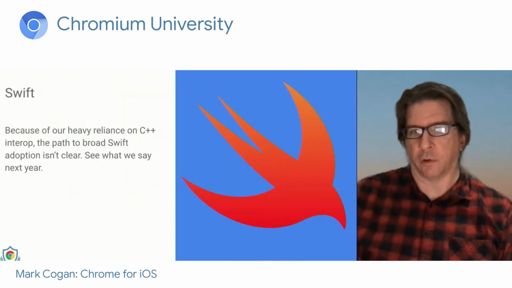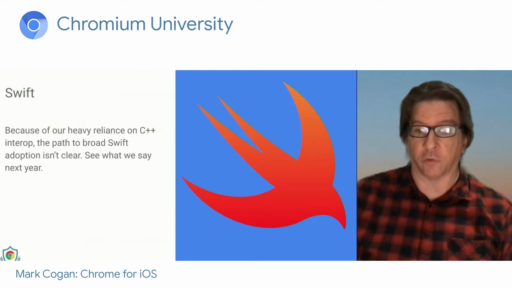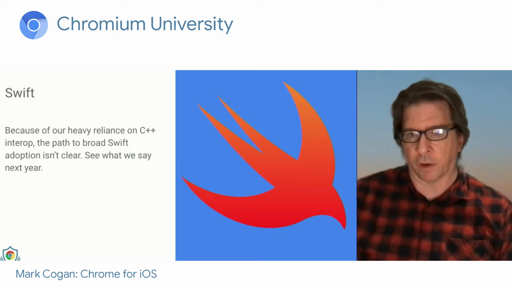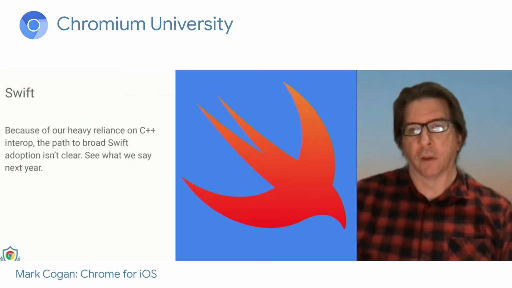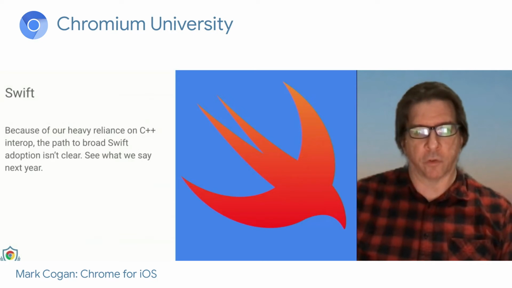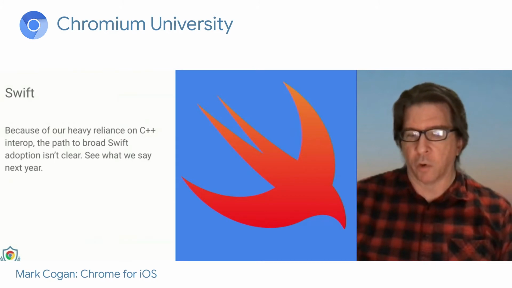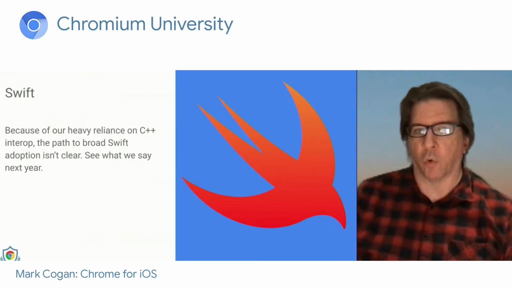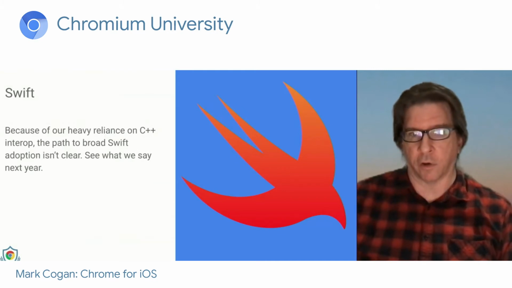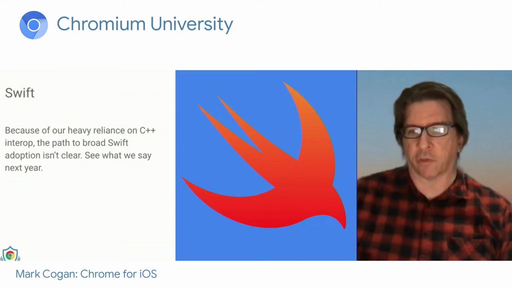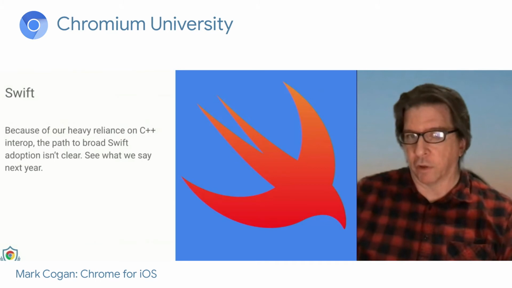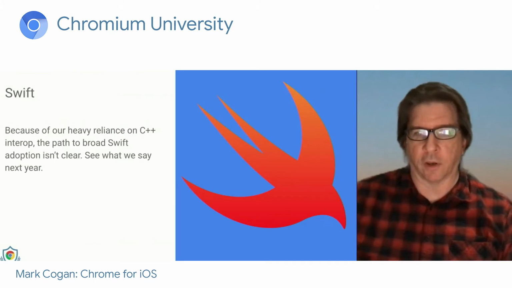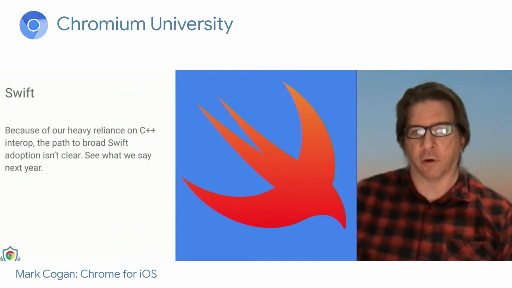What about Swift? You might be wondering. Objective-C was one of the languages that can be used to write iOS apps. Swift is the other. It was introduced by Apple 5 or so years ago. Swift has very good interoperability with straight Objective-C. It does not have a very clear interoperability story with C++. Certainly not anything like the degree of intermingling that we have between Objective-C and C++ is possible with Swift. So because we heavily rely on this sort of interop between the languages, our path to broad Swift adoption isn't clear, but we are definitely working on it. So see what we say next year in this talk about how we're using Swift, and you can find out more then.